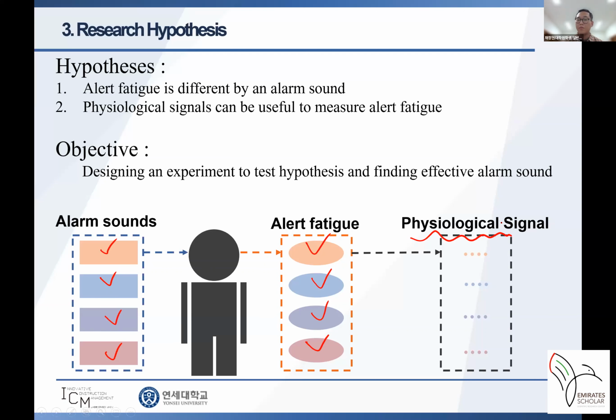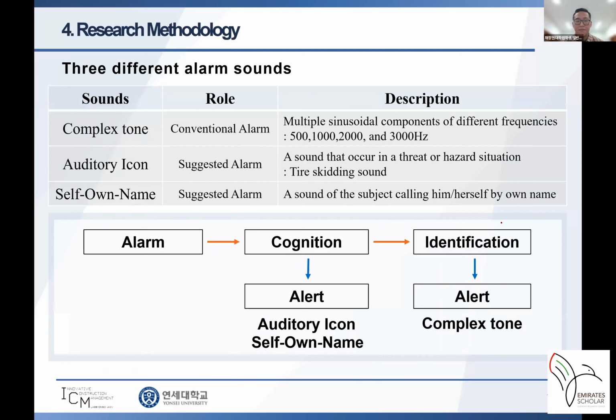So our main objective is to design an experiment to test this hypothesis and find the most effective alarm sounds that can prevent struck-by accidents. We're going to use three different alarm sounds. The first one is a complex tone, which represents the conventional alarm, like a beep sound. A complex tone is a multiple sinusoidal component of different frequencies. In this study, we're going to use 500, 1,000, 2,000, and 3,000 hertz sounds.